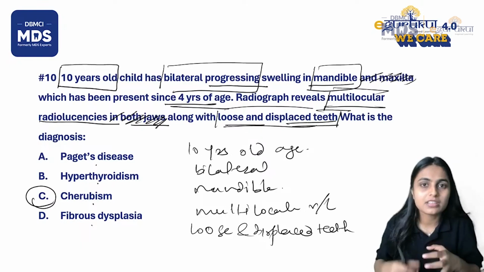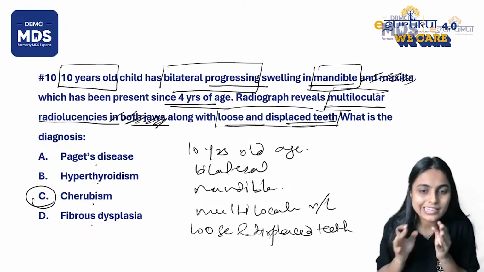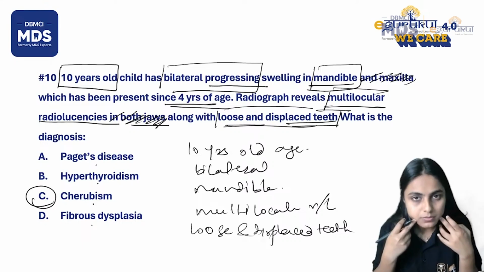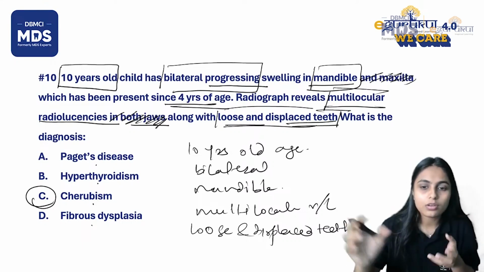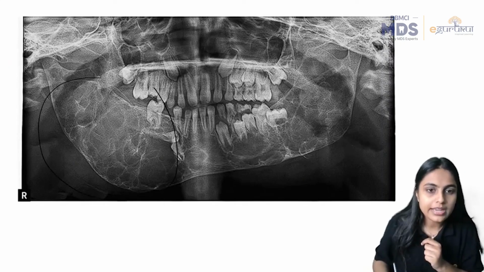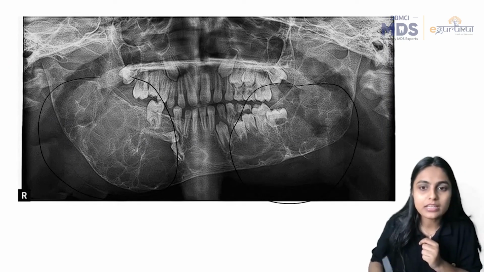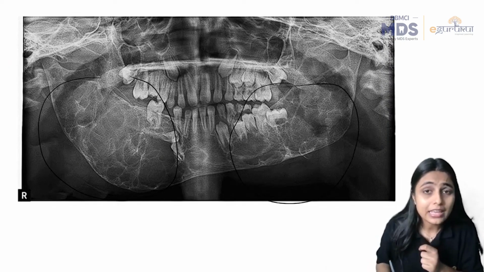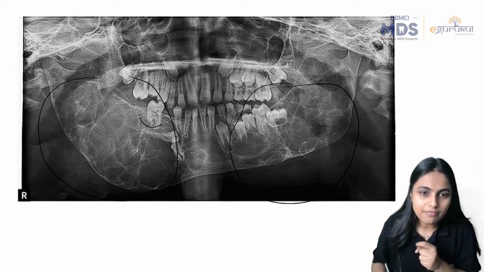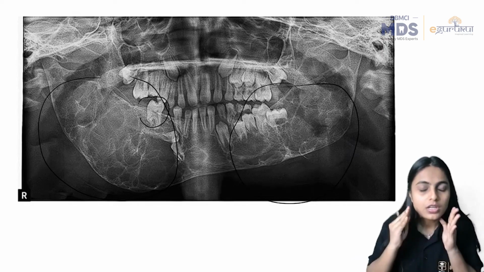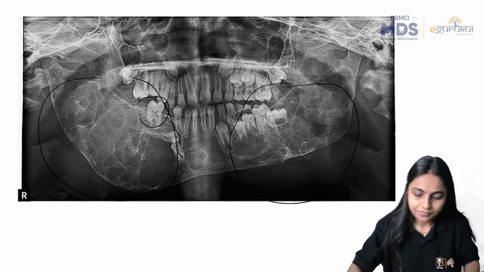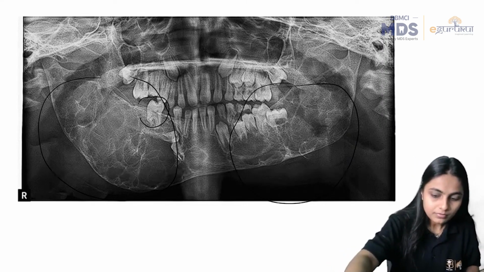So, cherubism occurs in a child less than 10 years old, bilaterally involving the mandible, the most common site, and multilocular radiolucencies are seen like this. On both sides, bilaterally, you will see this multilocular radiolucency, and there will be floating tooth appearance, loose and displaced teeth. Floating tooth appearance is also a characteristic feature seen in cherubism. All right, correct.